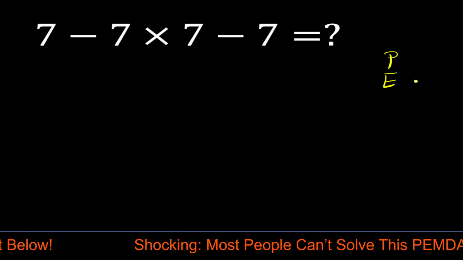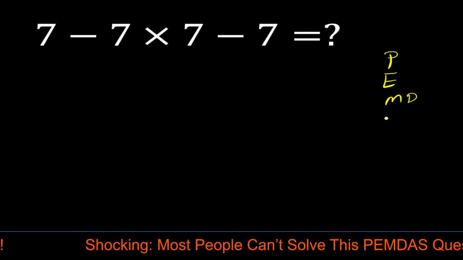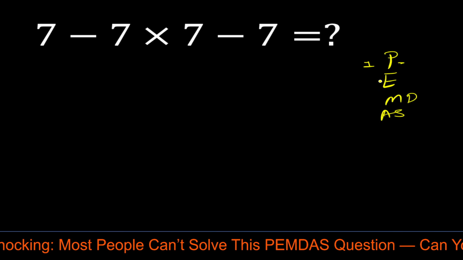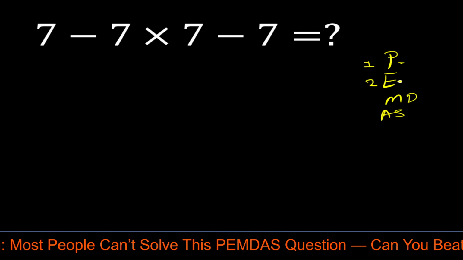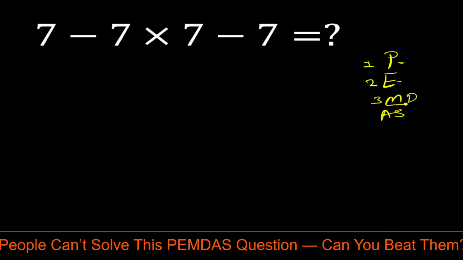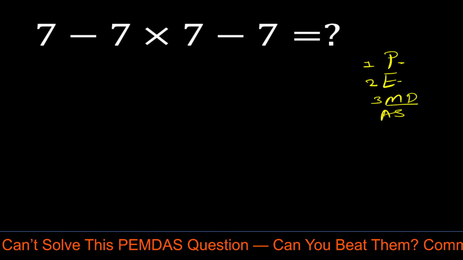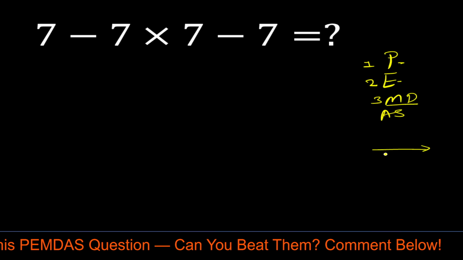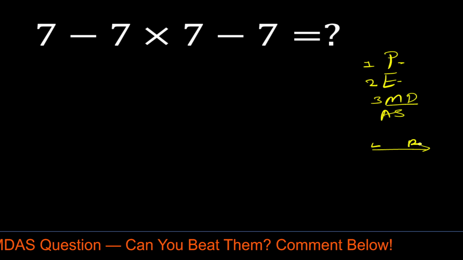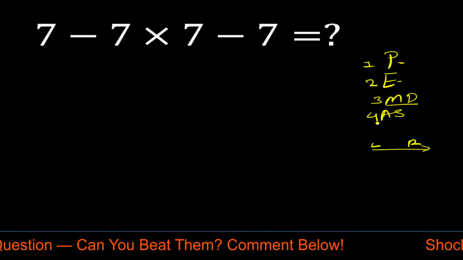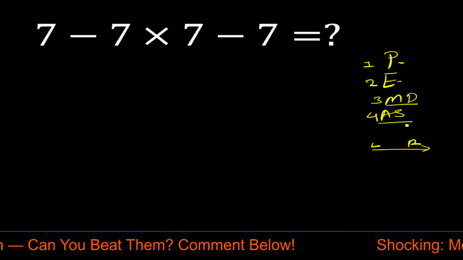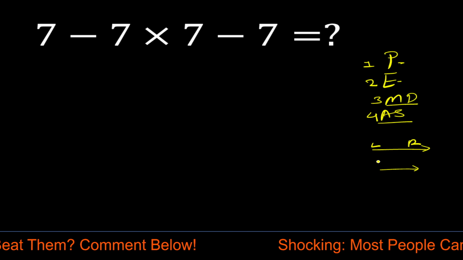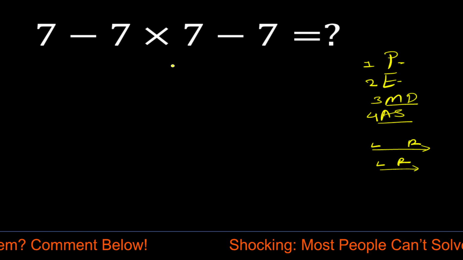PEMDAS. P-E-M-D-A-S. According to PEMDAS, first priority is parenthesis, then second priority is exponents, third priority is multiplication and division. Here multiplication and division both have equal priority, so we have to solve it from left to right. Then fourth and last priority is addition and subtraction. Also addition and subtraction both have equal priority, so we have to solve it from left to right.